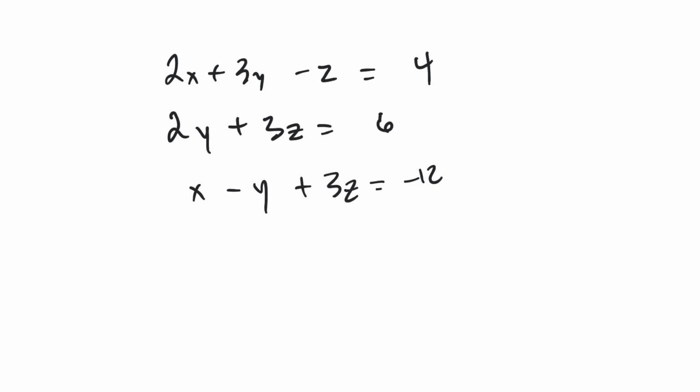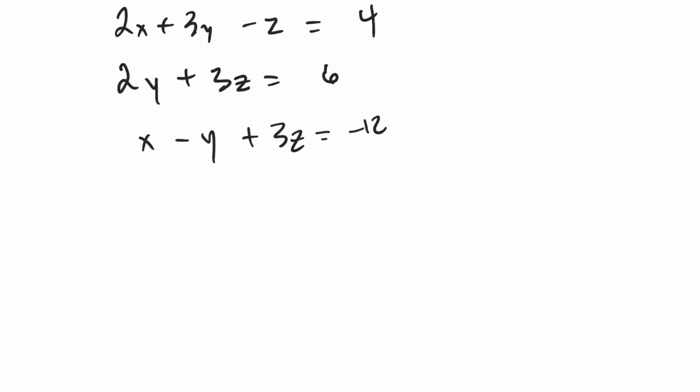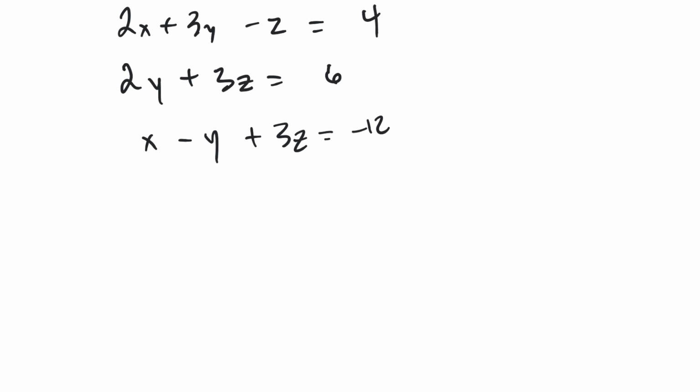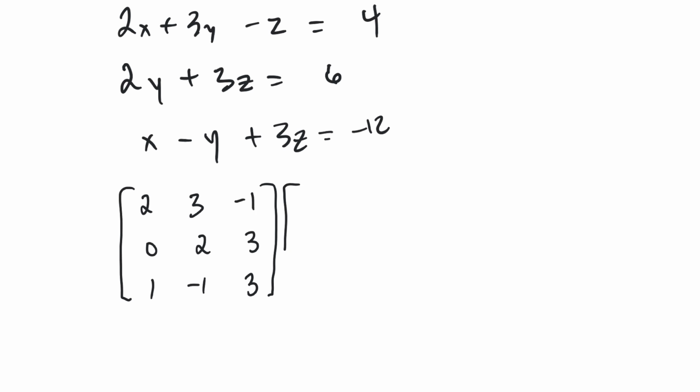The first thing I look for in this kind of problem is the matrix equation that represents the system. So the first thing we write out is our coefficient matrix. It's going to be 2, 3, negative 1. This one's going to be 0 because there are no x values in that equation, so I have to replace it with 0. We have 2, we have 3, we have 1, negative 1, and 3. This is my coefficient matrix.